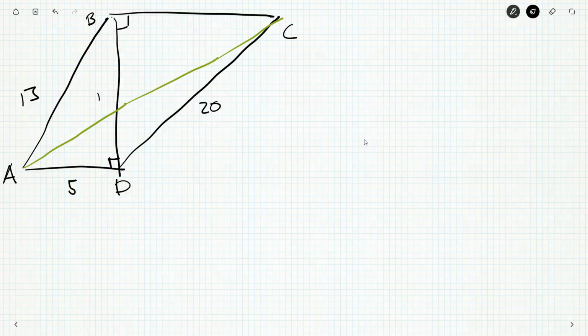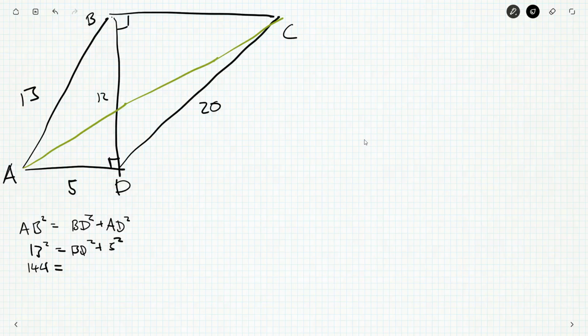As I said, you can get 12 here. If you're uncomfortable with that, by Pythagoras, you can just say AB squared is BD squared plus AD squared. And you're not the worse for the wear. You get 13 squared is BD squared plus 5 squared. And you'll get 169 minus 25, you'll get 144 is BD squared. And you'll get BD is 12. That'd be another way to work that out.